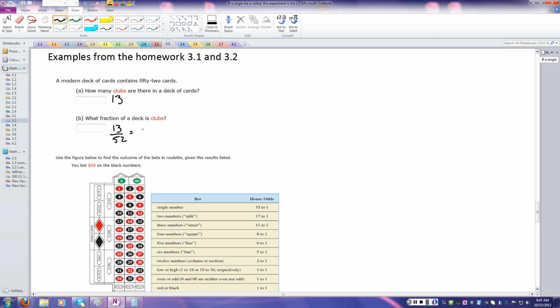Or you can also think of 1 out of 4, right? Because there's 4 suits and one of those suits is clubs. So both these answers should give you the correct answer. You don't always have to simplify it unless they tell you. But 13 goes into 52 4 times, so you can simplify it.